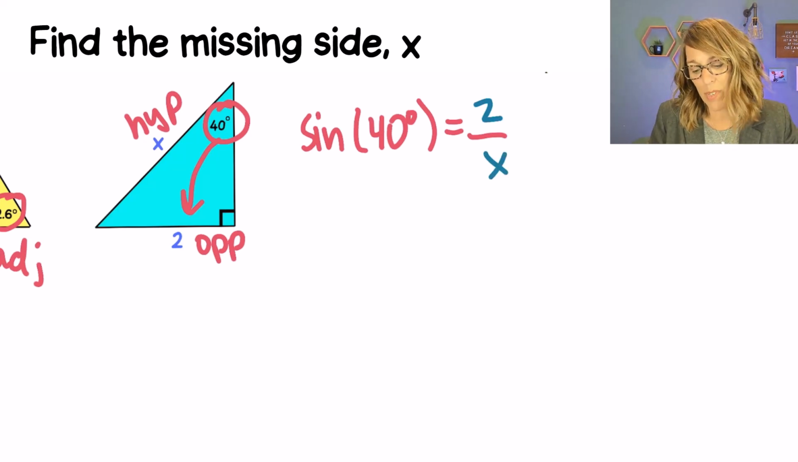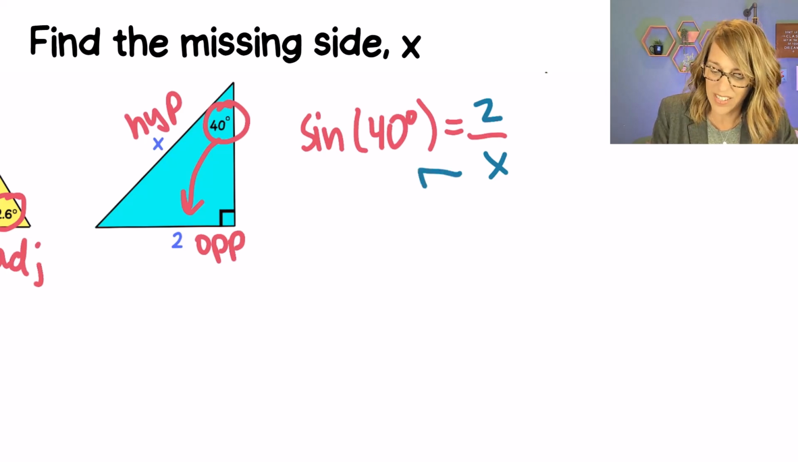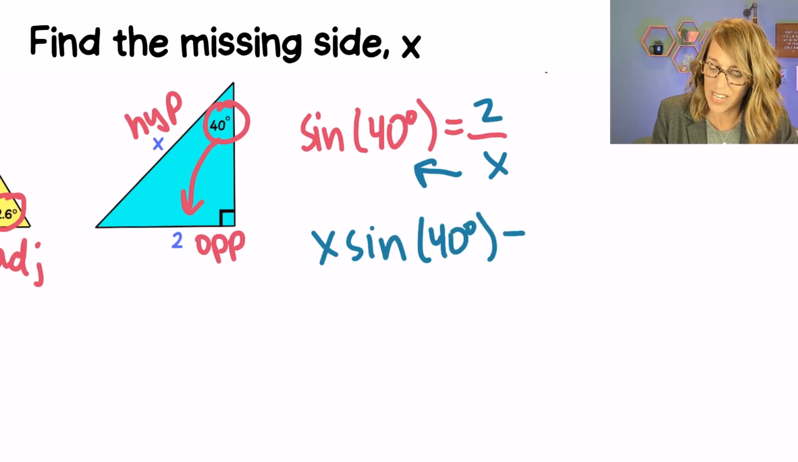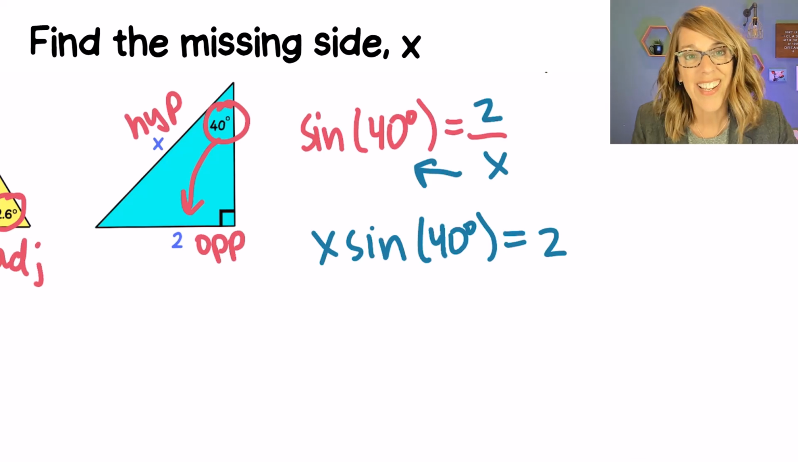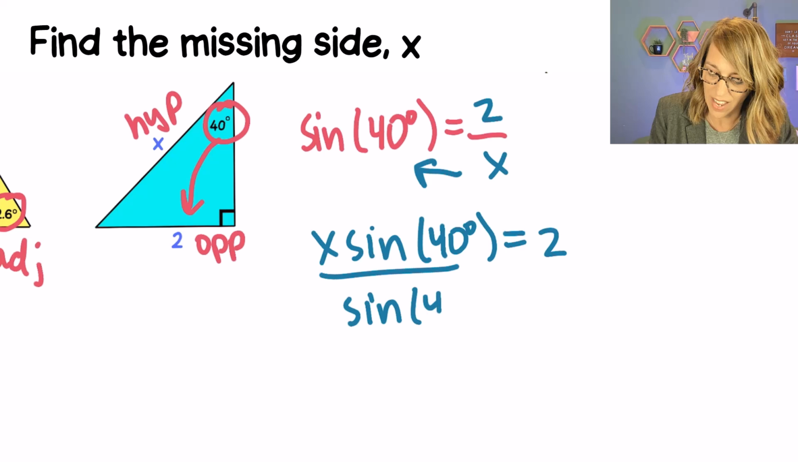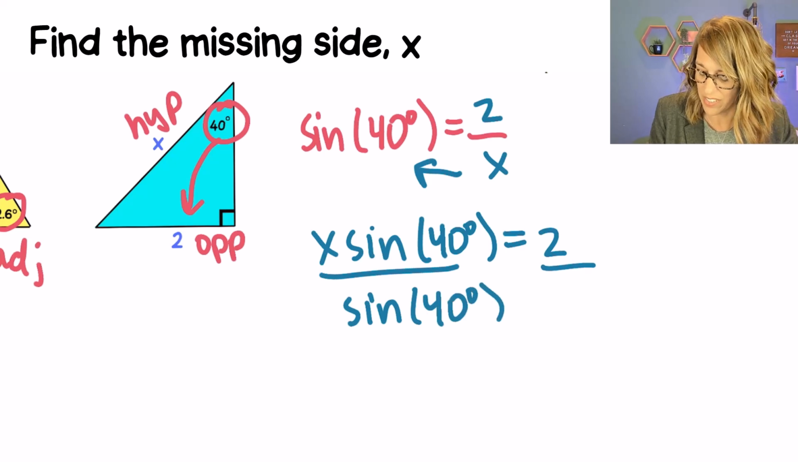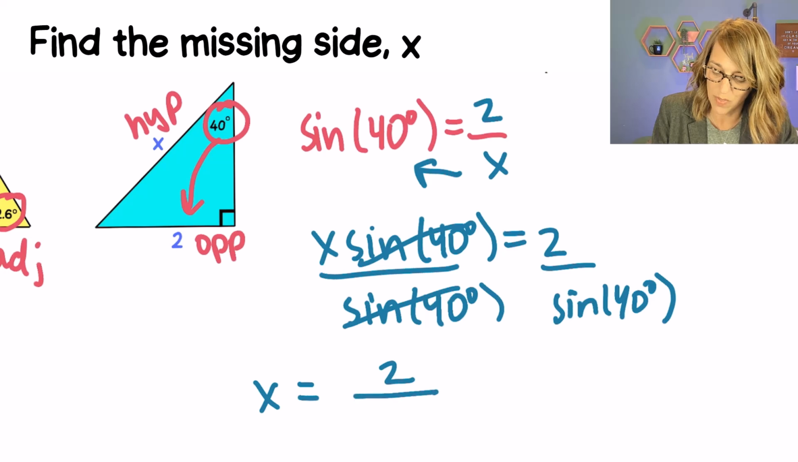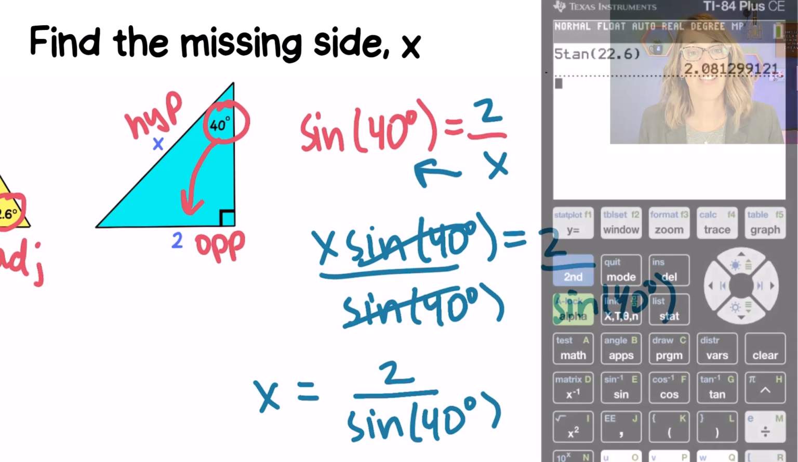I'm going to go ahead and multiply both sides by that x. As I multiply by x, I get x times the sine of 40 degrees is equal to 2. But x is what I wanted to isolate, so I'm going to divide both sides by the sine of 40 degrees. So I end up with just the x left, and x is equal to 2 divided by the sine of 40. Let's go back to the calculator.